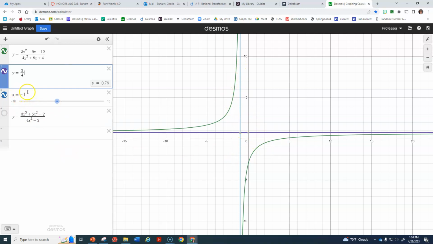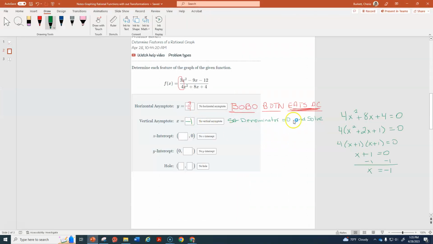And that's also still the way we find our domain. If we have a vertical asymptote, that number cannot be in the domain. So if I ask you what the domain of this function is, you would say x cannot equal negative 1. Or you would do the interval notation with the union: negative infinity to negative 1, unioned with negative 1 to positive infinity. All right, so that's how you find your vertical asymptote. You set your denominator equal to 0 and then solve. It usually involves a first step of factoring.